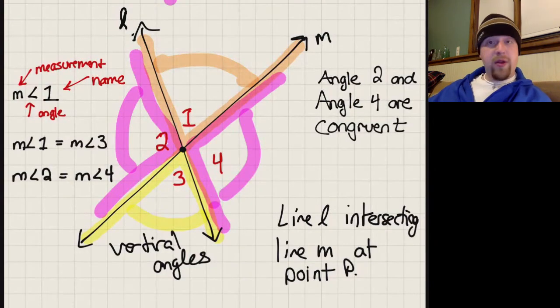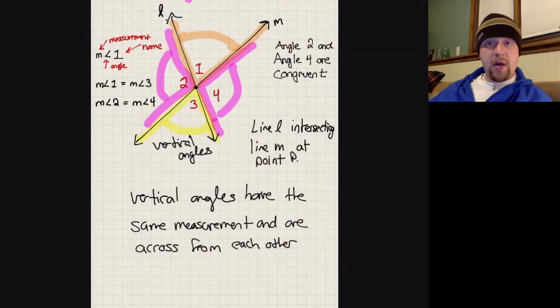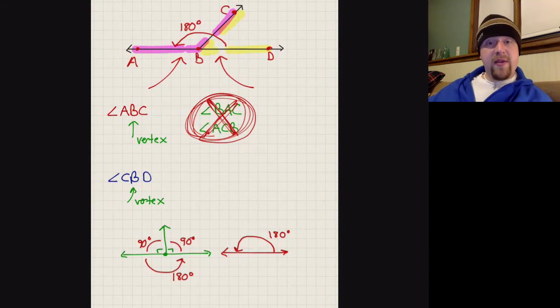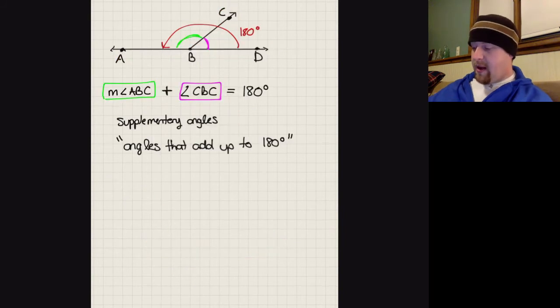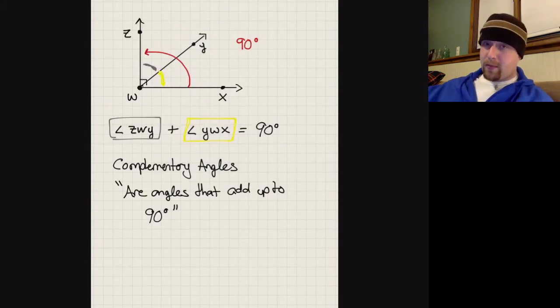Okay, so 1 and 3 are vertical angles, 2 and 4, but 1 and 2 are not, 3 and 4 are not, 2 and 3 are not, 1 and 4 are not vertical angles. 1 and 3 are, 2 and 4 are vertical angles. Okay, so vertical angles are across from each other. Then we have angles that when we name them have to be named a specific way. And when we add them up in a situation like this and they equal 180, they're supplementary. And when we add them up and they equal 90 degrees, they're complementary.